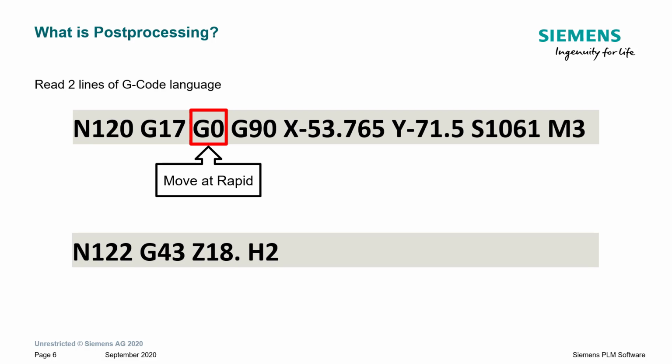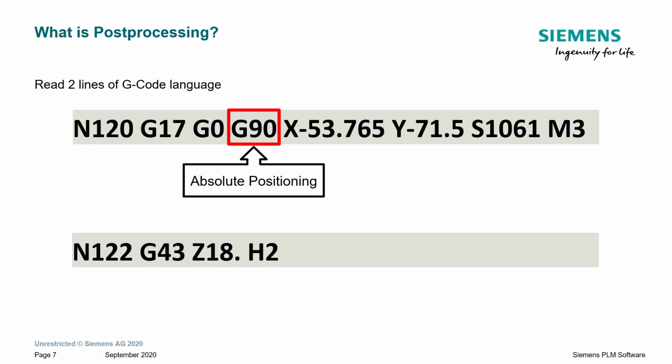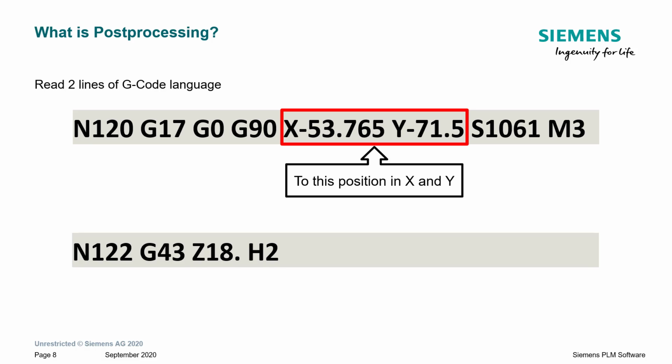G0 tells the machine tool to move in rapid for the entirety of this line of code. G90 is absolute positioning, so this means that the coordinates that we give it will be from the machine 0 or the program home. And here are the positions in X and Y that we want to move to.